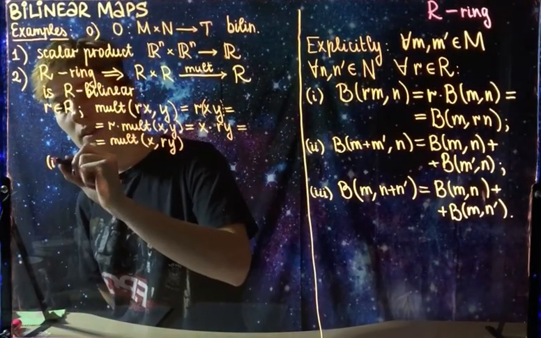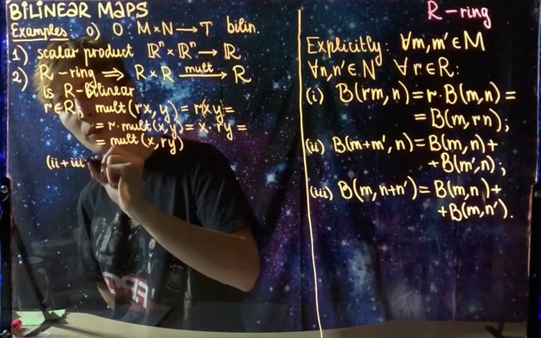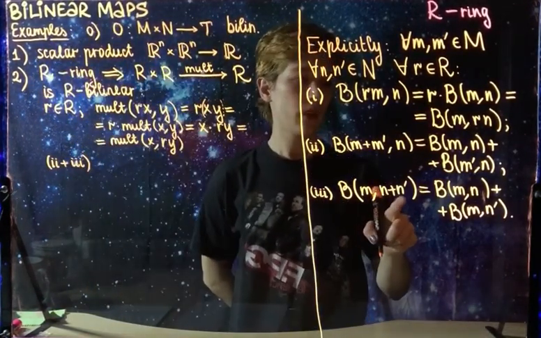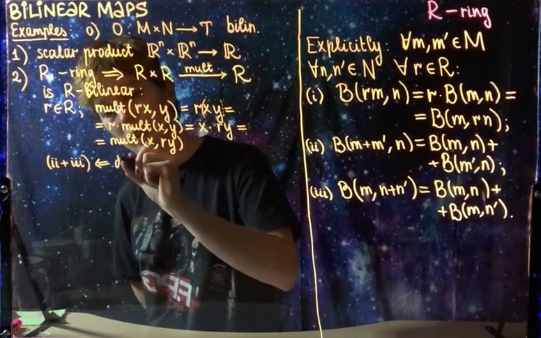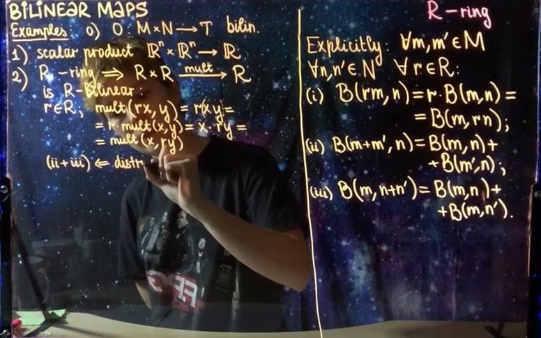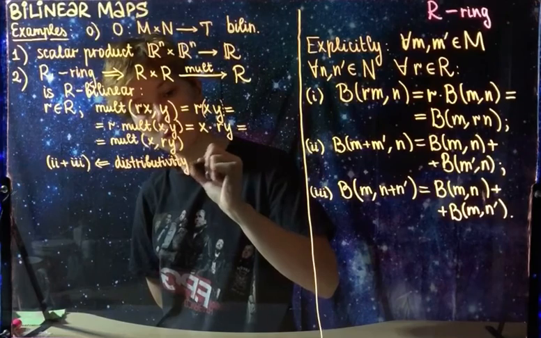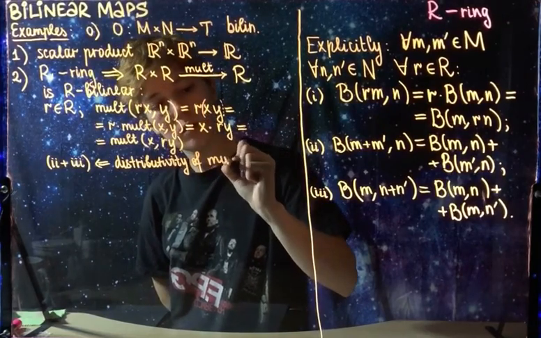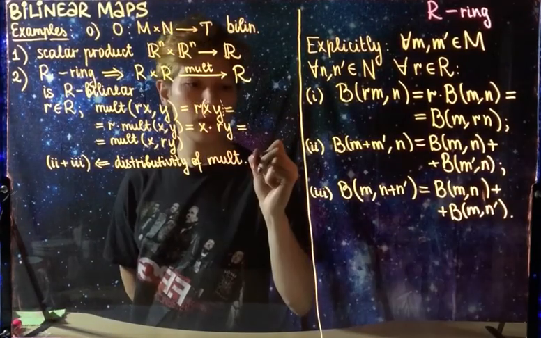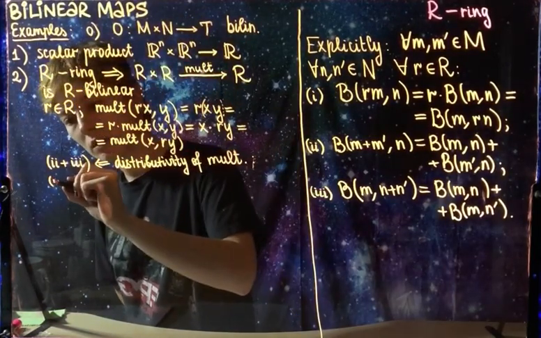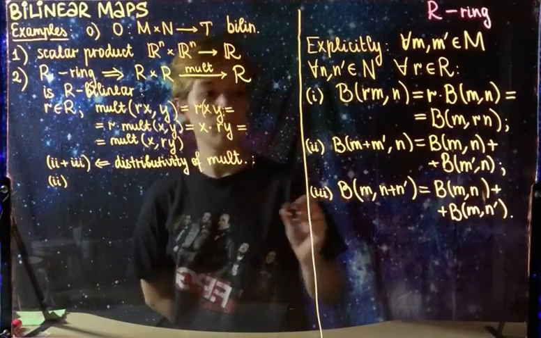And axiom number 2 and axiom number 3, they follow from distributivity laws. Distributivity of multiplication in a ring. So I will just check number 2 because number 3 is exactly the same.